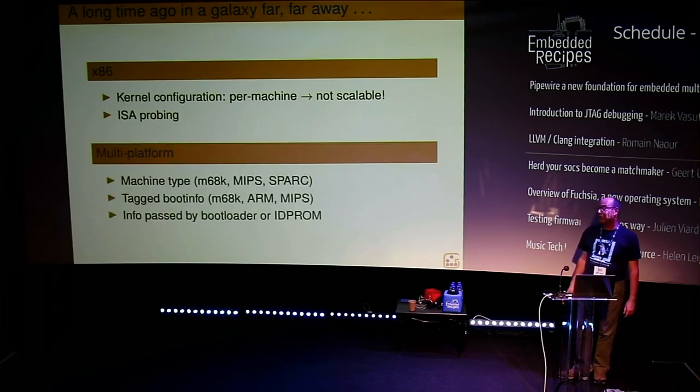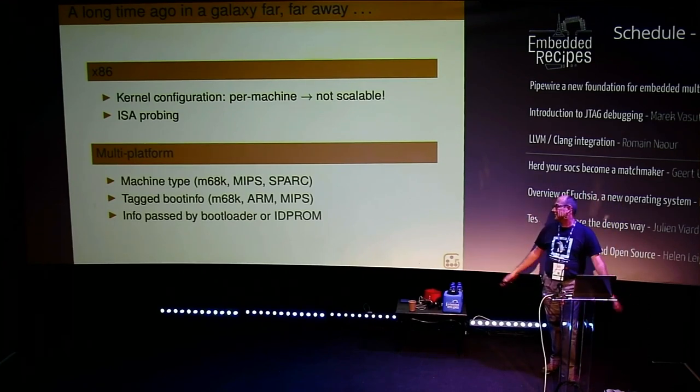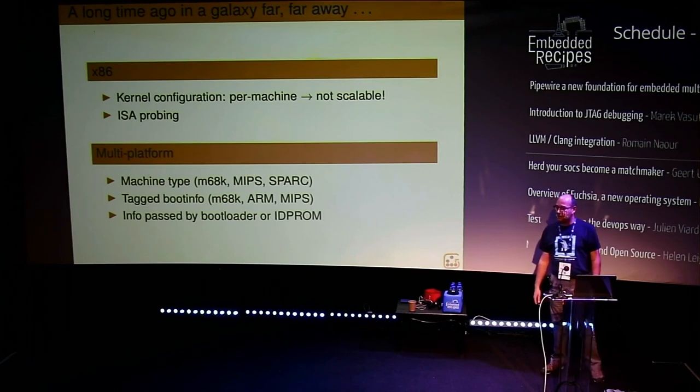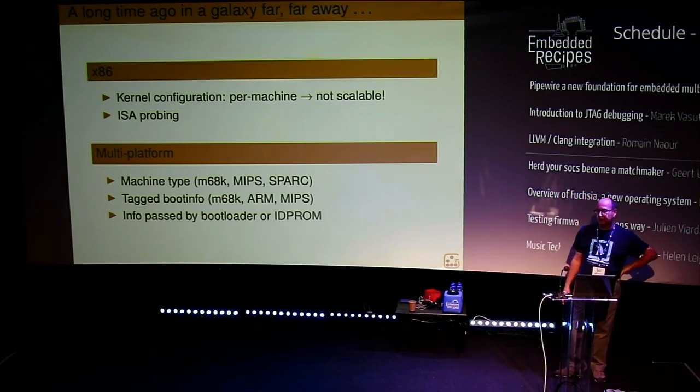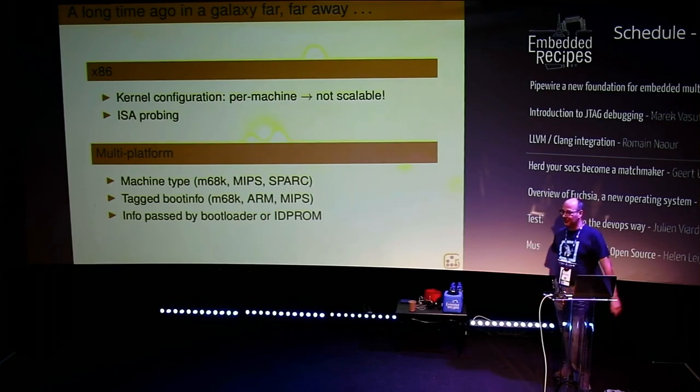Linux was also ported to other architectures. And those were, unlike PC platforms, rather heterogeneous. On M68K, you had Amigas, Ataris, Macintoshes, Centris. Similar with MIPS and Sparc, there were lots of different variants. Most of these ports cared more about multi-platform than Linux on the PC. Typically, there was some machine type that you could check to see what kind of machine you were actually running on, and then the drivers could check that and see whether a driver should be enabled or not. There was boot info that was passed from the bootloader to the kernel, or from the IDPROM, or various things like that.